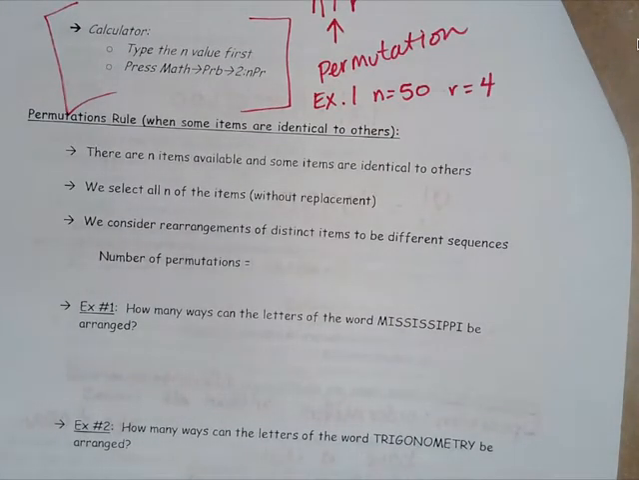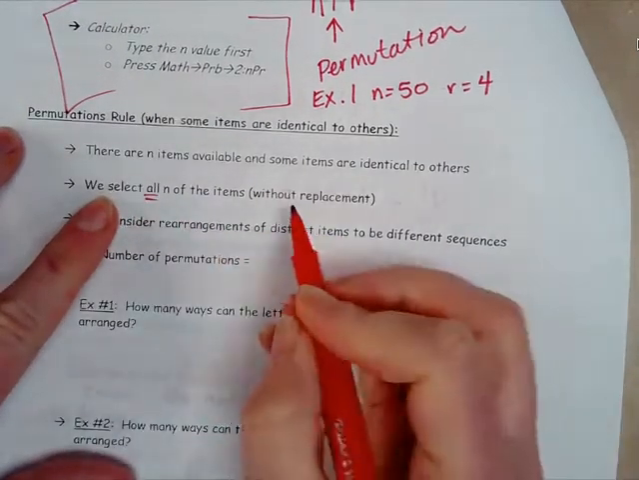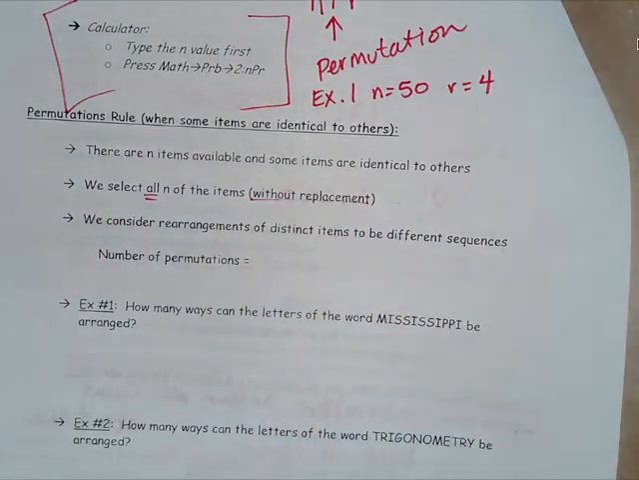It says there are N items available, and some items are identical to others. We select all N of the items without replacement. So we're selecting all of them, and we are not replacing. If we take it out of the bag, let's say we have a bag of marbles, we don't put that marble back in once we write down what we have. This is without replacement. We consider rearrangements of distinct items to be different sequences. So this is a permutation.